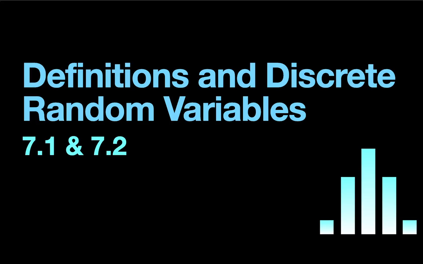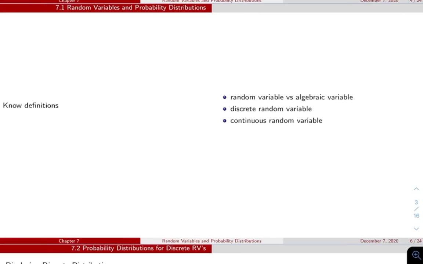These are notes for section 7.1 and 7.2. 7.1 is just three definitions. You'll get those in your reading questions. Please make sure you know the difference between a random variable and an algebraic variable.